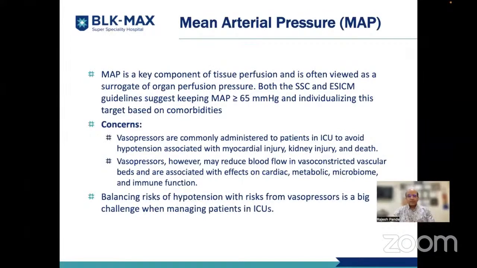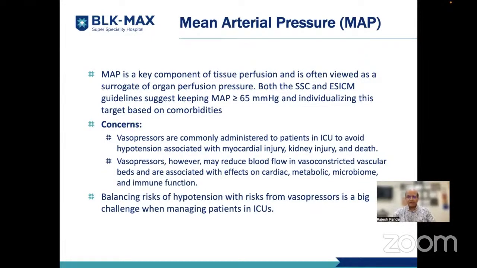So it's a key component of tissue perfusion, and often we consider it as a surrogate of organ perfusion pressure. Both the Society of Critical Care Medicine and the European Society of Intensive Care Medicine guidelines suggest that we need to keep MAP more than or equal to 65 millimeters of mercury, and individualize this target based on comorbidities.